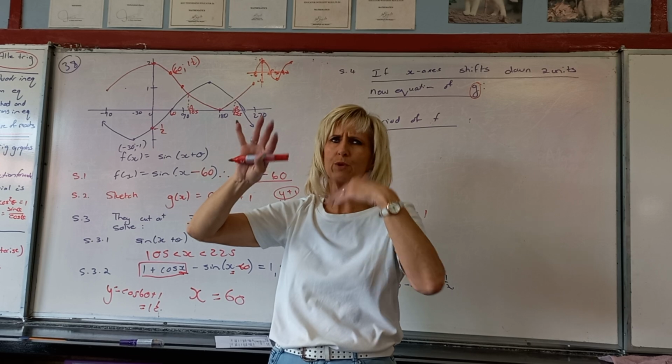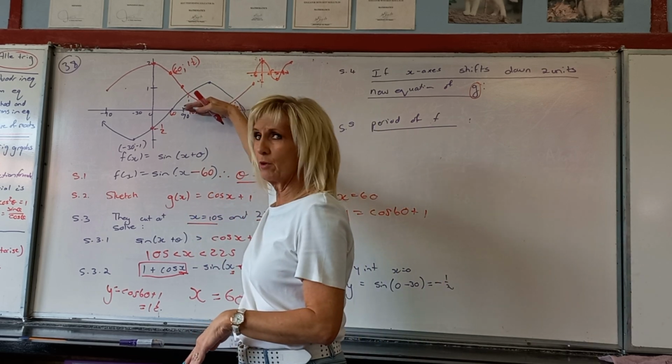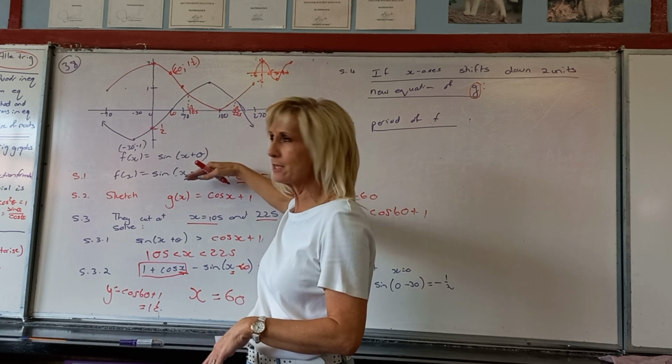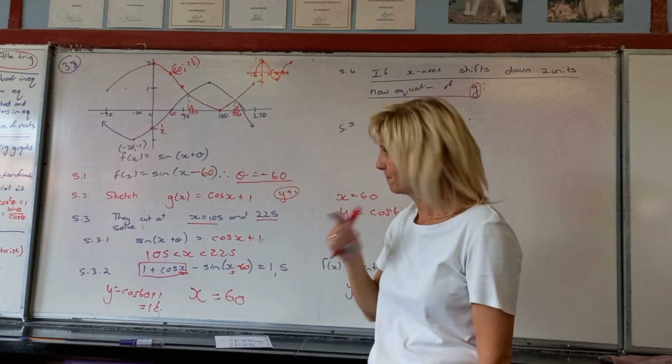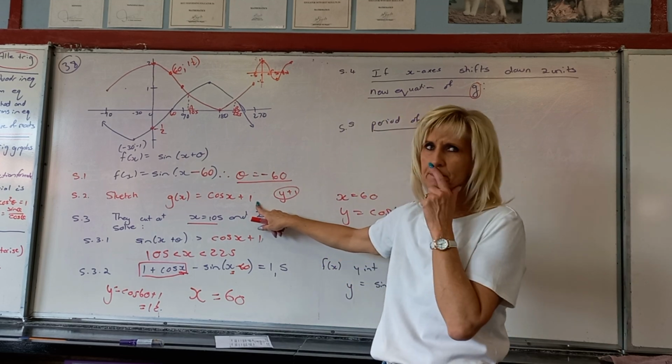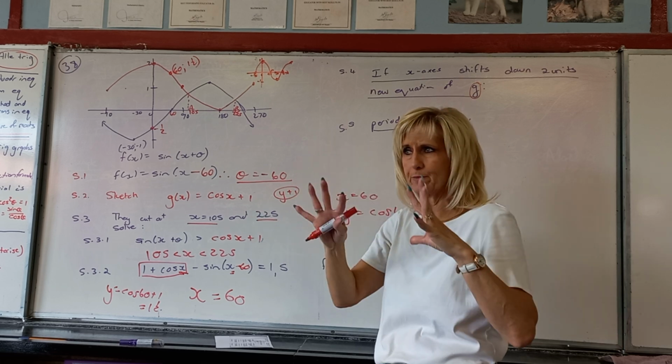So it's just a wayward, tricky way of asking you the question. So if you shift this purple x-axis down 2 units, then this shouldn't be plus 1 anymore. It should be plus 3. Still the same cos graph. I didn't do any sorts of shape shifting.